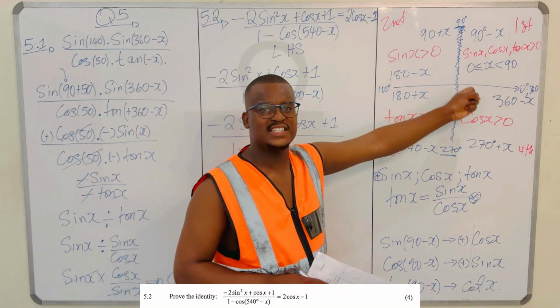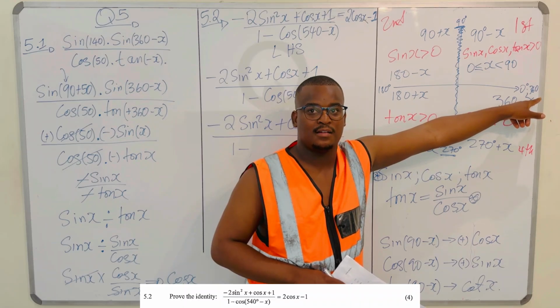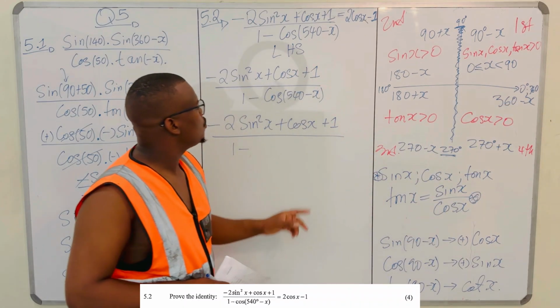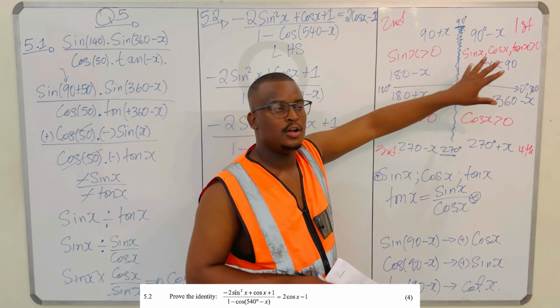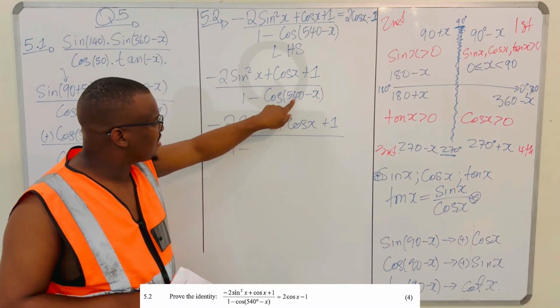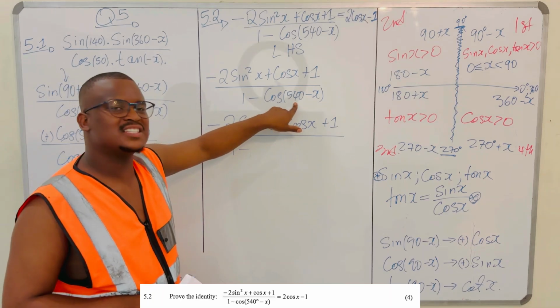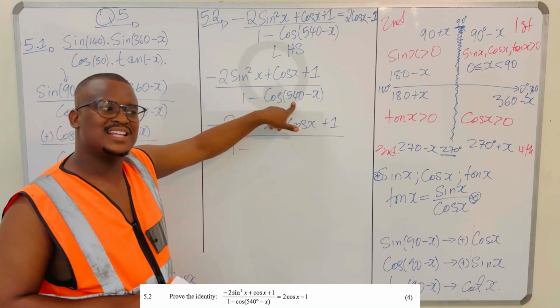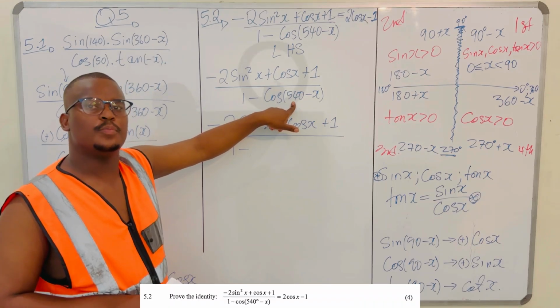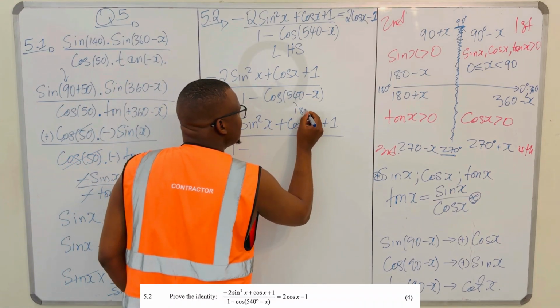540 is not on this interval, right? It's not here. Our maximum is 360. So what we do is subtract 360 until it falls on this interval. Subtract 540 by 360 and see what you get. If you subtract 360 from 540, the answer will be 180.